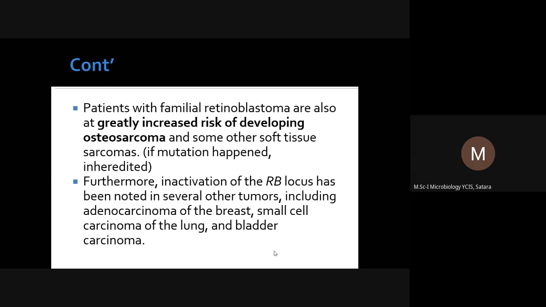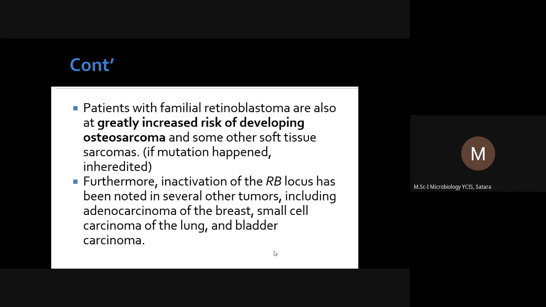More chances कशाचे आहेत? Yes, it is the hereditary because a single mutation is required for development of the hereditary retinoblastoma. While sporadic type of cancer requires two hit mutations, or two mutations are required according to which hypothesis? Knudsen's hypothesis. So patients with this familial retinoblastoma also have a greatly increased risk of developing the osteosarcoma. So another type of the cancer that is the sarcoma.